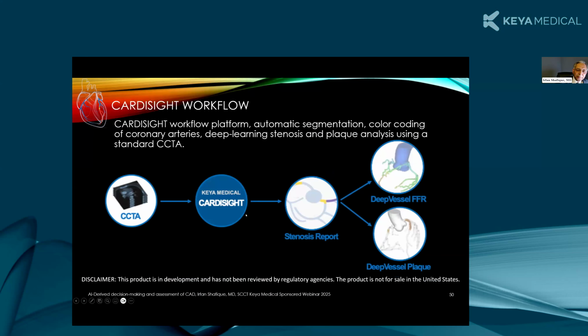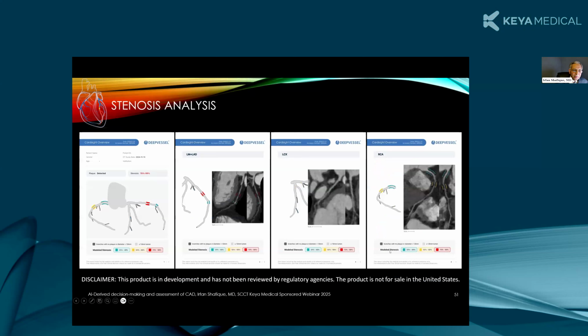What it does, it's actually a workflow platform. It's called CardioSight, and you have a stenosis report here. Currently, you also have DeepVessel FFR, and you have plaque also. So here's one example of stenosis analysis. You see this color coding. It gives you a diagram schematic of where the lesion is, and it correlates with exactly where it is on the CT scan also. So color-coded, severe would be red, and orange, and that's how it goes down.